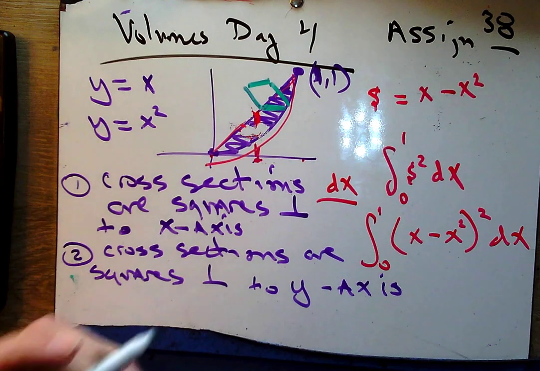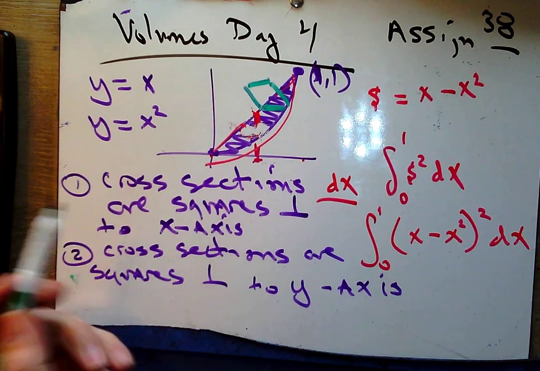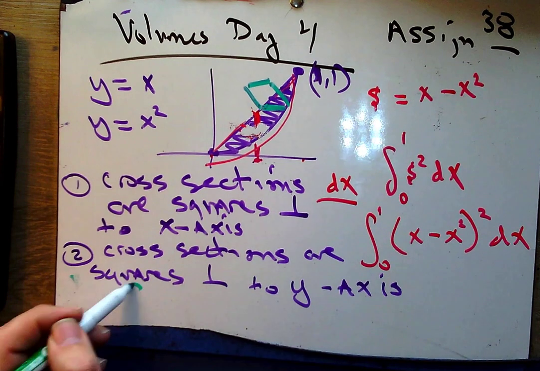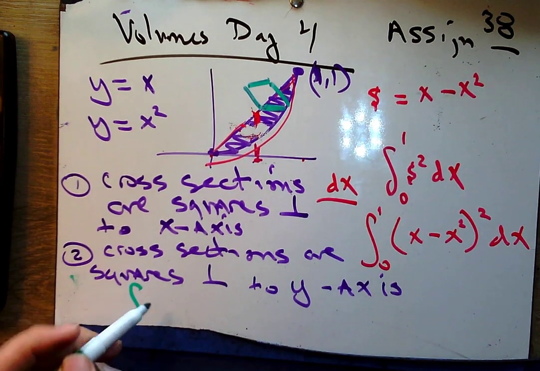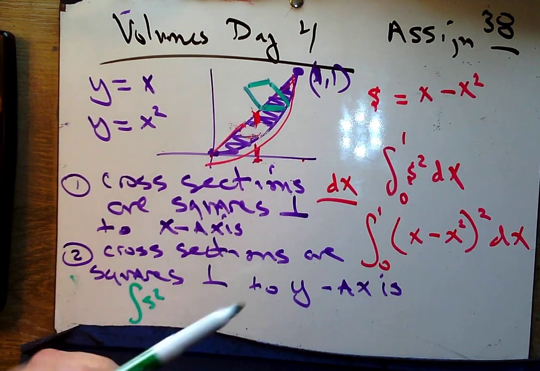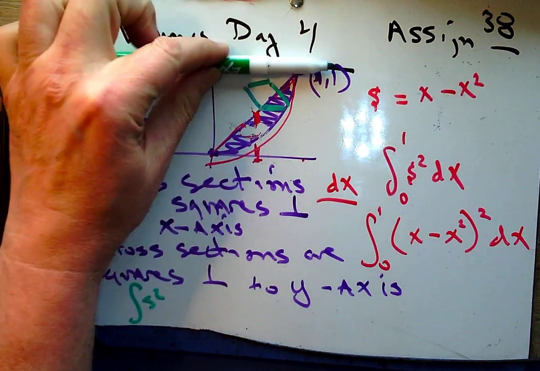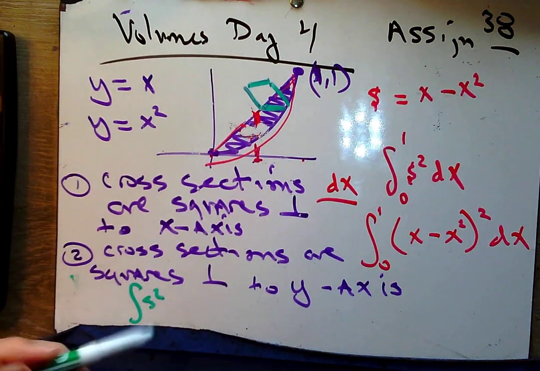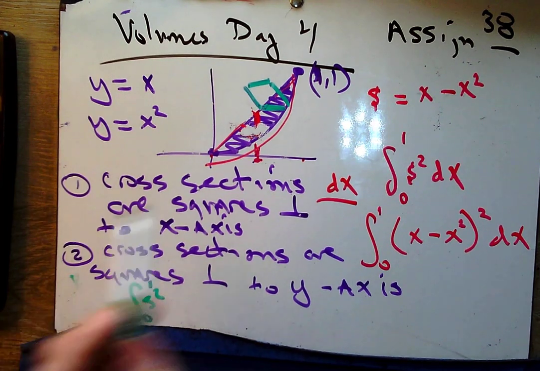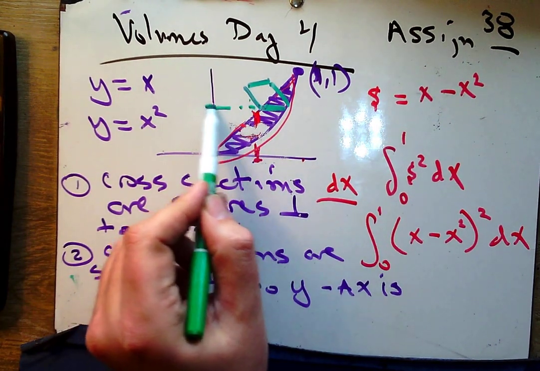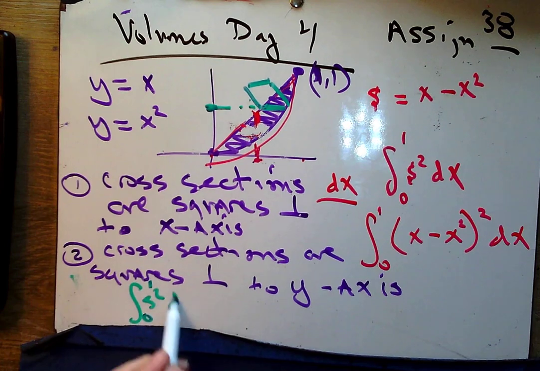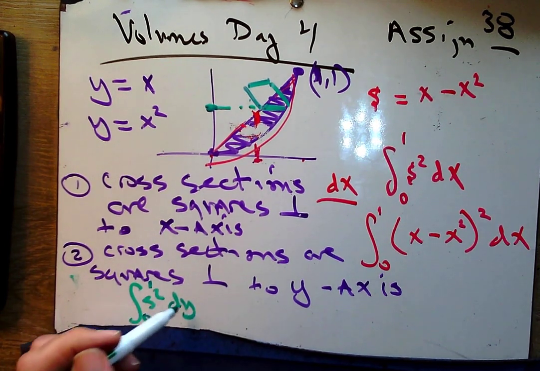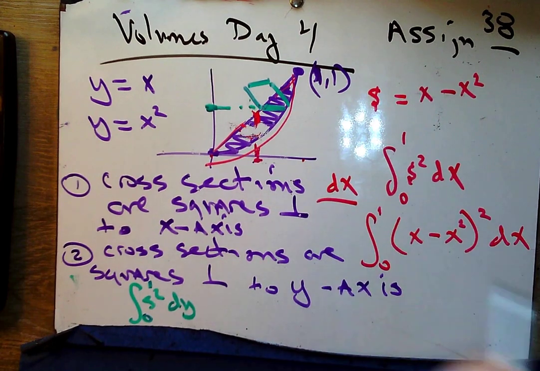Hey, welcome back. Again, we're doing area, which is side squared. This time we're going from here to here, not here to here. Here to here, 0 to 1. The thickness is measured here on the y-axis. And so I really want everything to be in terms of y's, not x's.